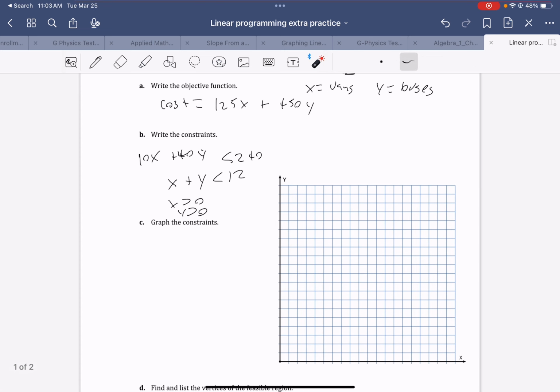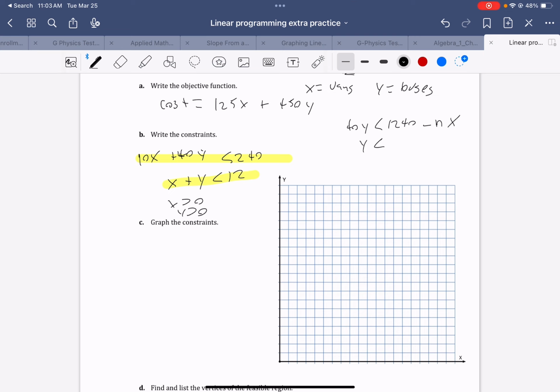You can't have a negative number of vans or buses. But that just means that we're to the right of this line and above this line, so we kind of just ignore it. We're going to focus on graphing this constraint over here and this constraint over here. So we're going to subtract 10x from both sides: 40y is less than 240 minus 10x, divide by 40. Y is less than 6 minus 10 over 40, which is 1 over 4, x over 4.